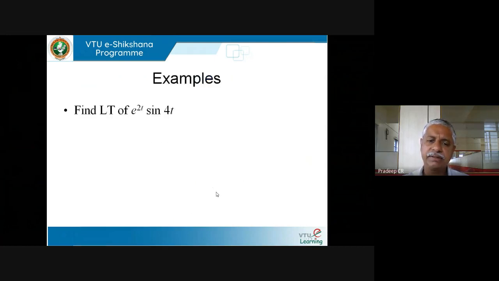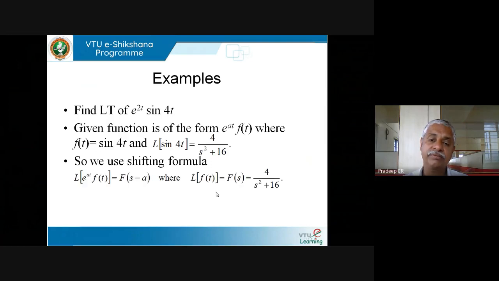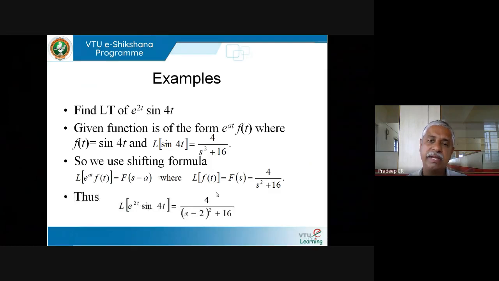So here are the illustrations. We saw this already: Laplace of e power 2t sine 4t. How do I do that? I know this function is of the form e power at f(t), and I know Laplace of f(t). So I know Laplace of e power at into sine 4t by using the shifting formula. It says in Laplace of f(t), you just replace s by s minus a. In this case a is 2, so s minus 2. We have seen this.